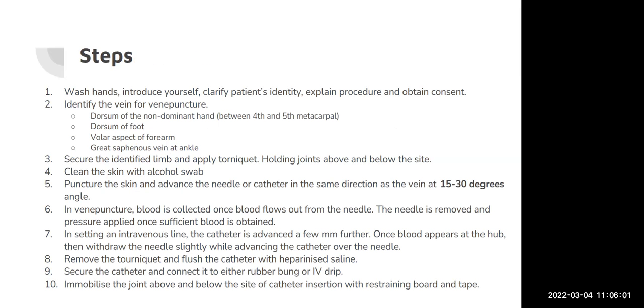Next. So the steps in VBG are similar to ABG. We have to use the heparinized syringe. However, the introduction of the needle is at a different angle. In ABG, we puncture at a 45 degree angle. For VBG, we can puncture at a 15 to 30 degree angle. For VBG, we also have to use a tourniquet, and for ABG we don't have to use a tourniquet. Okay, next.